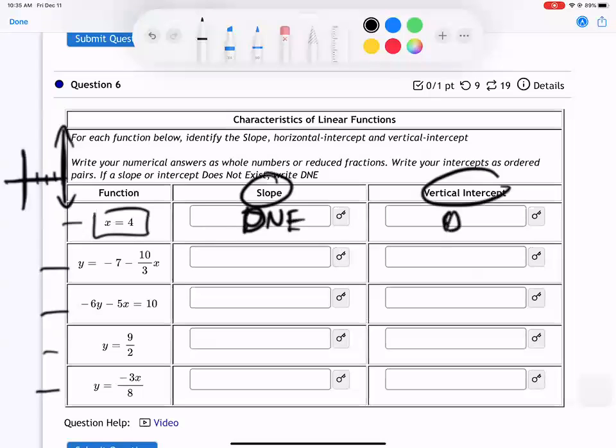DNE. And how did I know to write DNE? It's actually in the directions. If a slope or an intercept does not exist, write DNE instead. So that's the trick here. You want to write DNE on it.